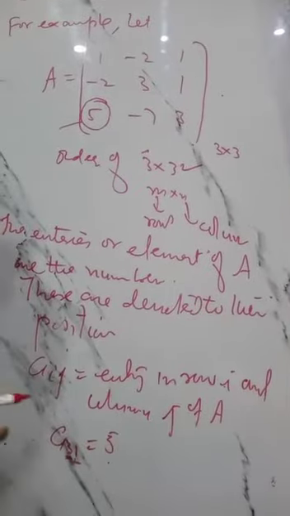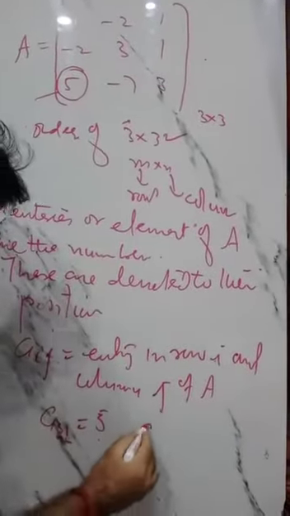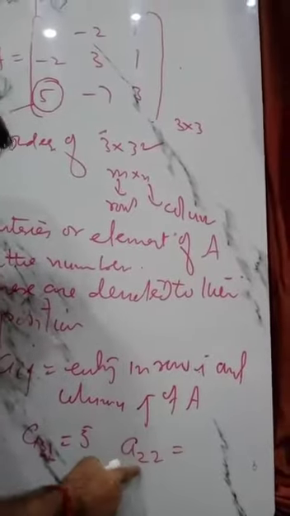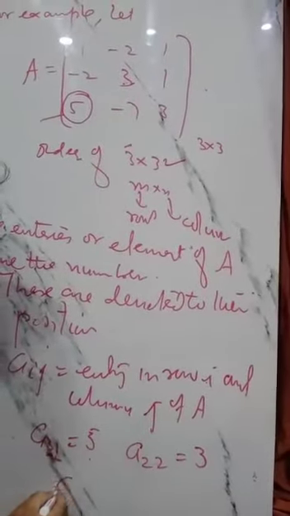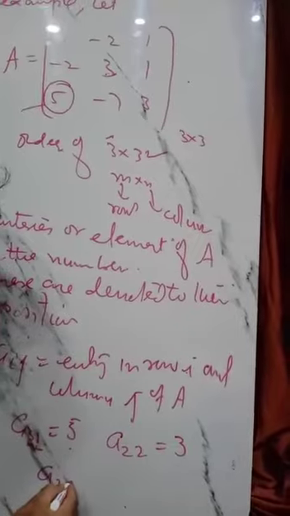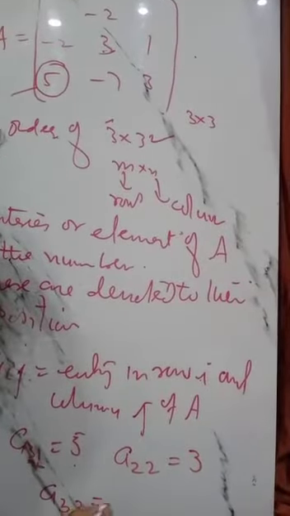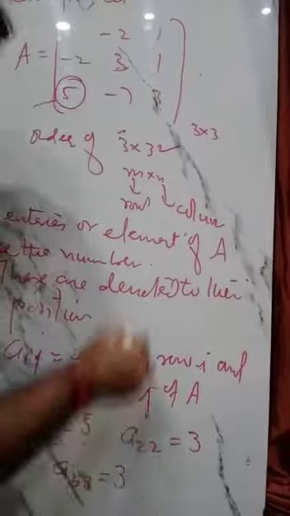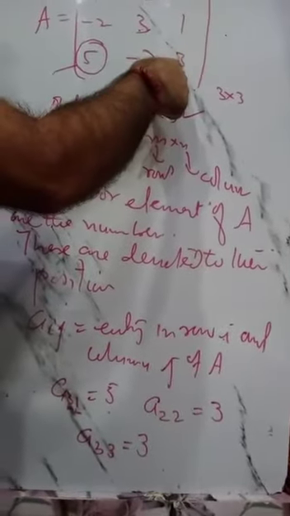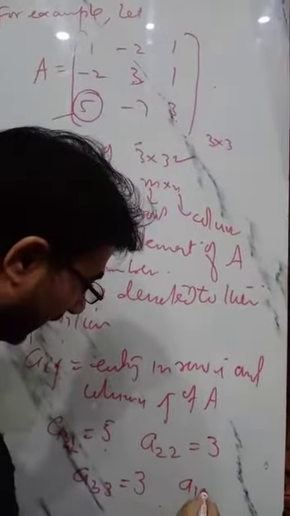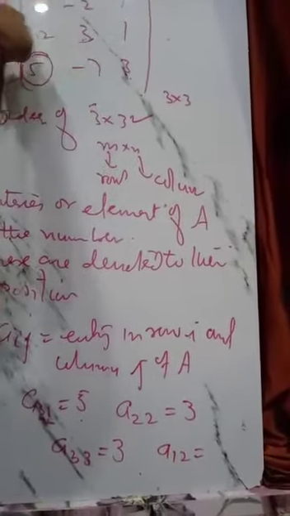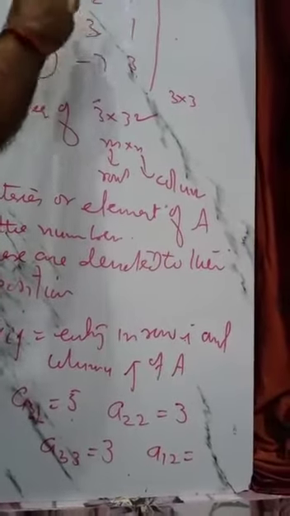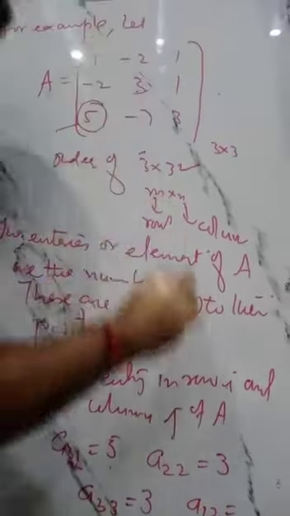Similarly, let us take A22. That is row 2, column 2. It is 3. A33 is again 3, third row and third column. A12 is first row, second column, so first row का और second column का, that is -2.